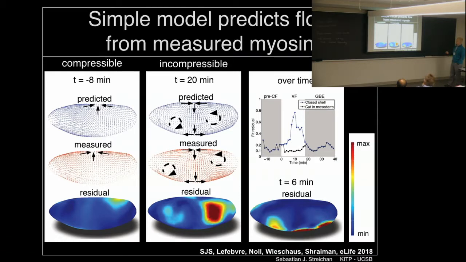Okay, and we can do this over time, and what you then see is that we're consistently a bit below this 20% residual level, which basically means, given a myosin configuration at any given point in time, we can say something about the movements on the surface that should occur over the next minute.